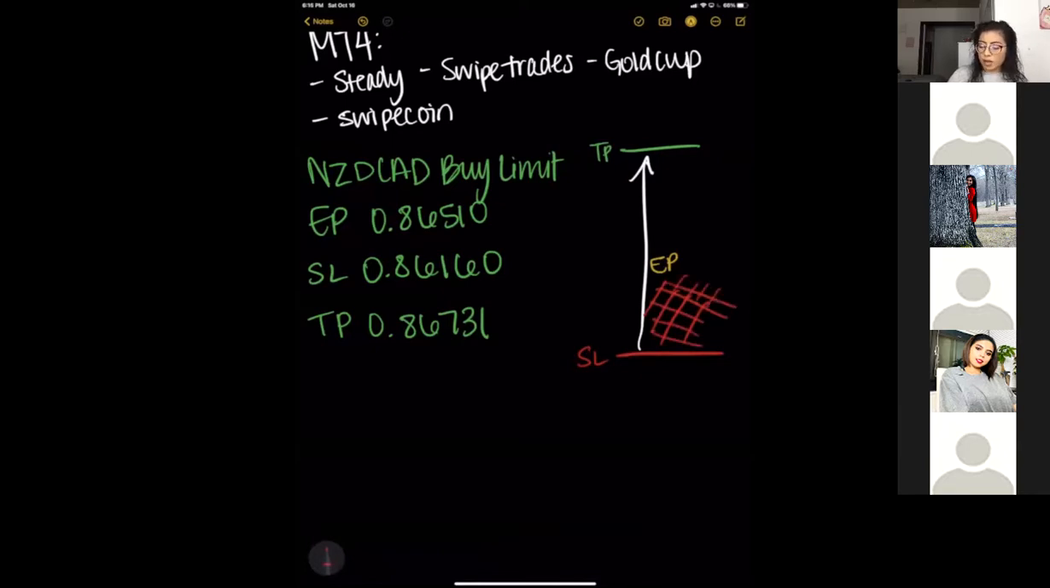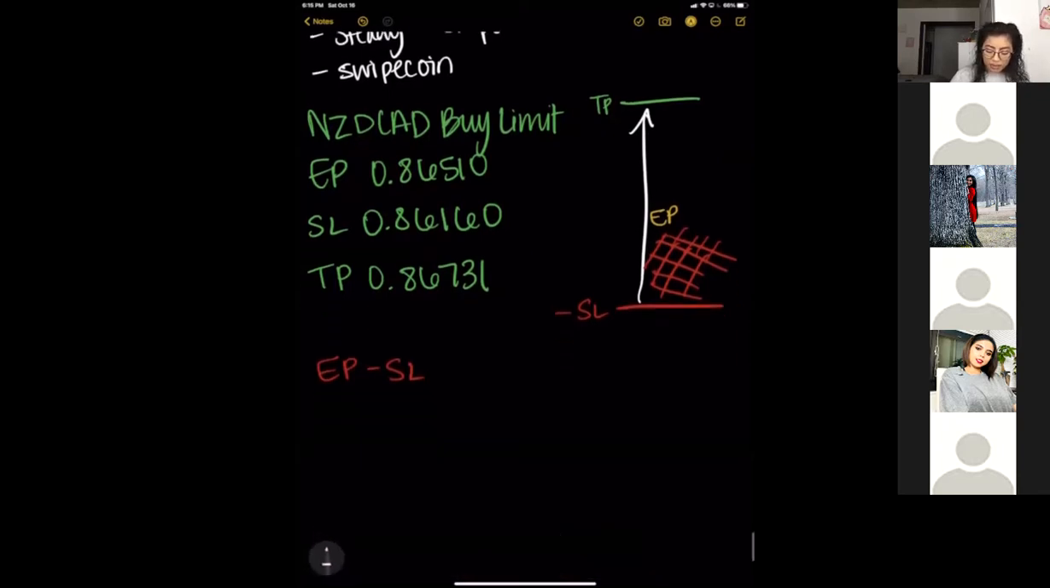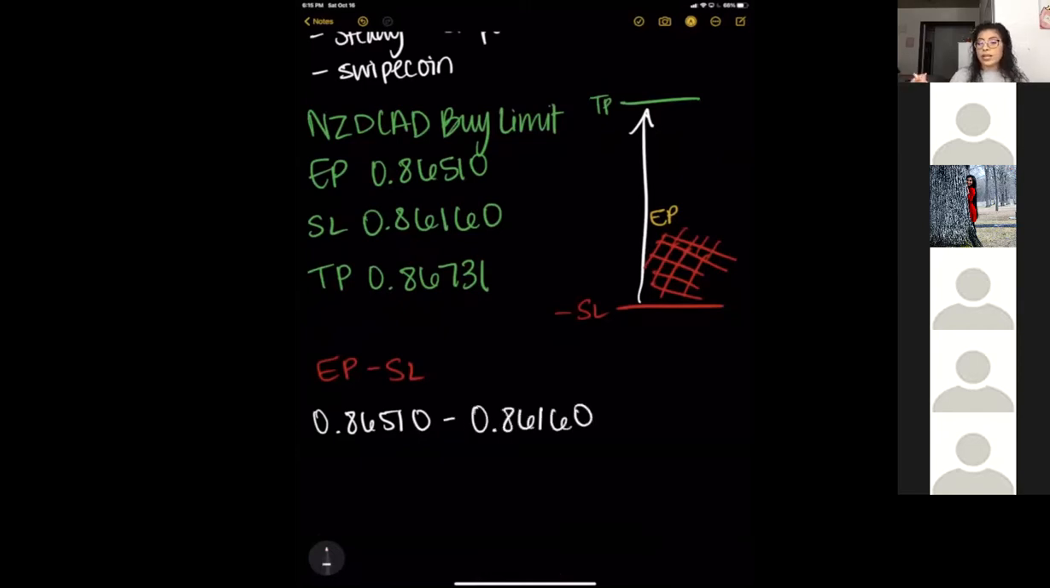Okay, all right, so we're gonna do entry price minus stop loss. Literally this minus this, okay? That's just the formula. Like I said, go back to foundations if this is confusing. I'm not gonna go into depth, okay? Now, as you can see, you have 0.86510 minus 0.86160.